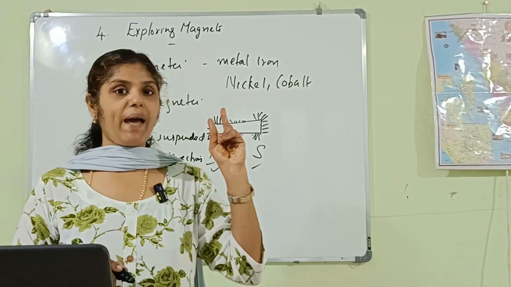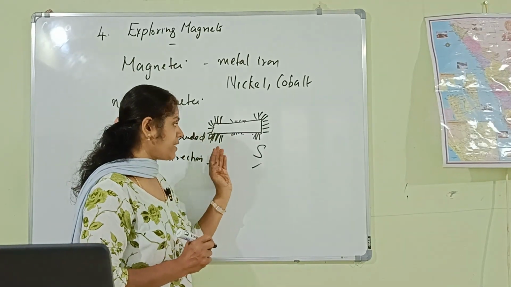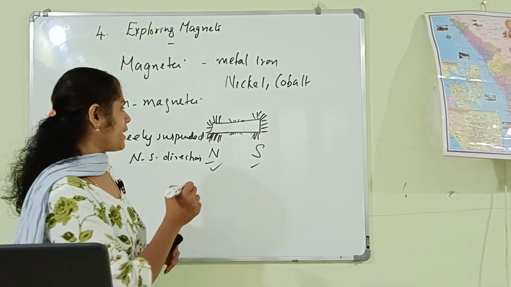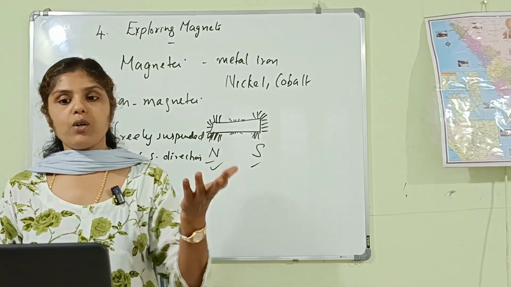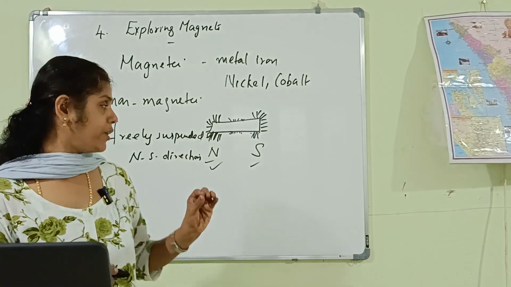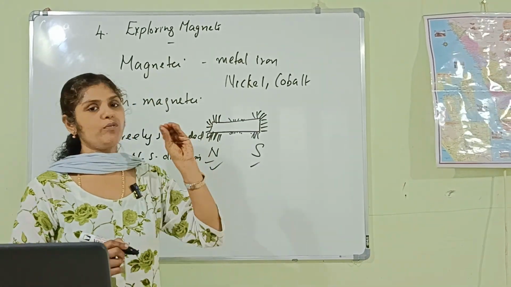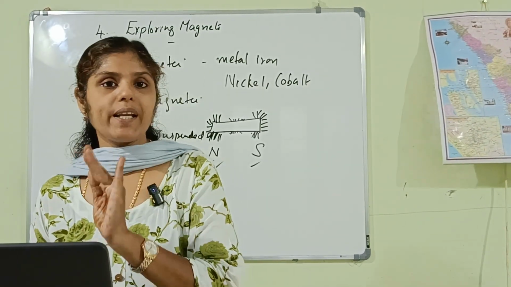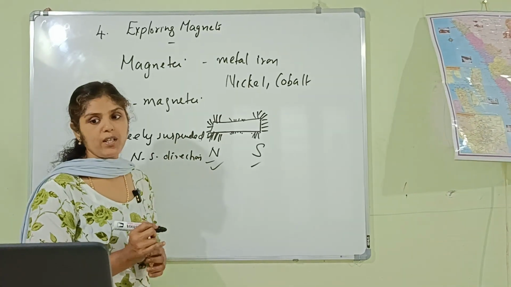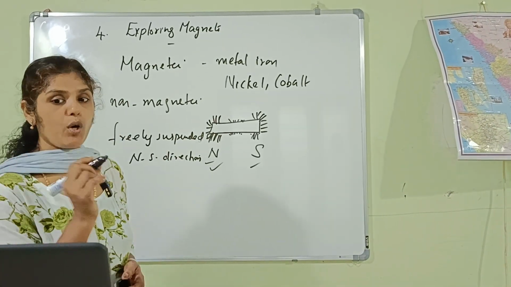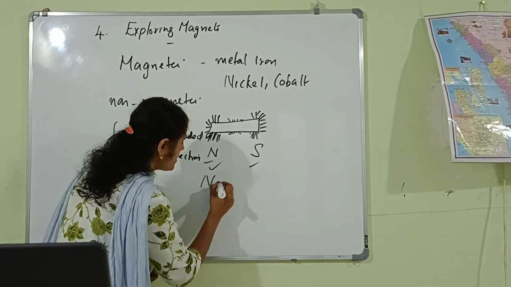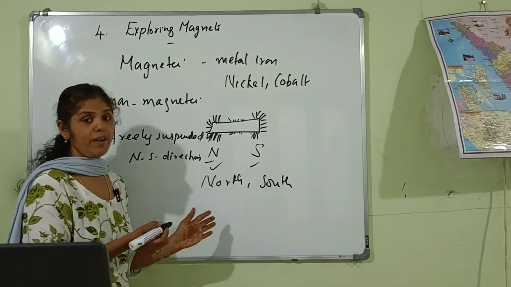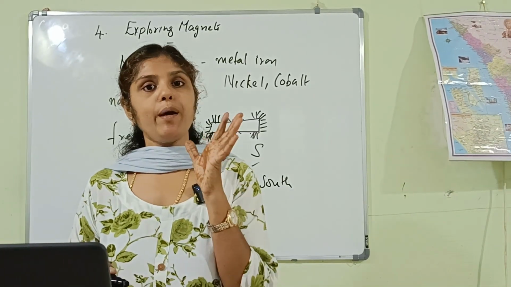You understood the fact that a magnet always exists with two poles. The pole that points towards the north direction is called the north-seeking pole, or the north pole of the particular magnet. And the other pole, facing towards the south direction, is called the south pole of the magnet, or the south-seeking pole. This is the north pole and the south pole. That is how we can identify the poles of a magnet.